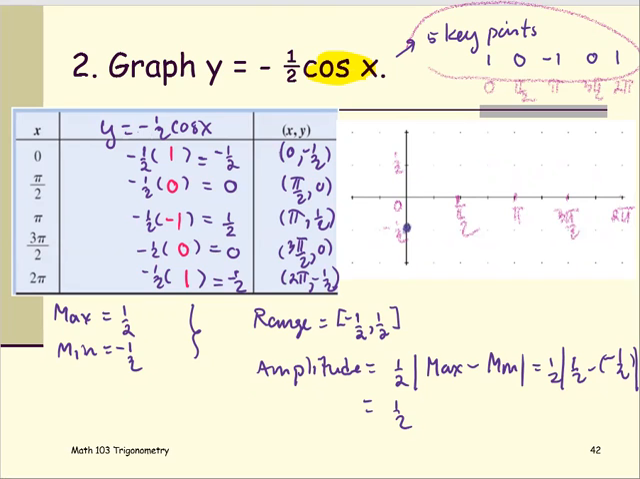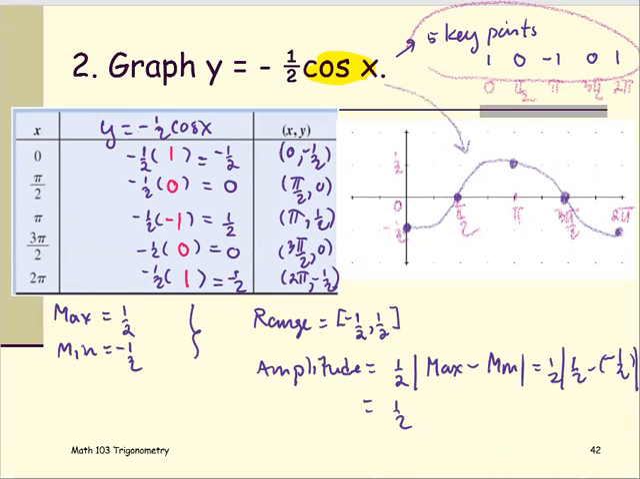At pi over 2, the function value is 0. At pi, the function value is 1/2. At 3 pi over 2, the function is 0. At 2 pi, the function value is negative 1/2. So the graph comes back to the same spot at the beginning point. That means it completes the cycle at the point 2 pi. So we're going to connect all 5 points with a smooth curve. And this is the graph of the function y equals negative 1/2 times cosine x.